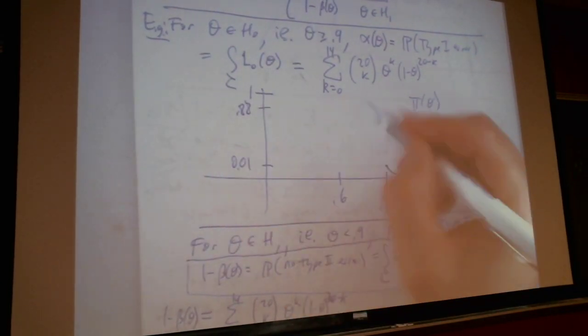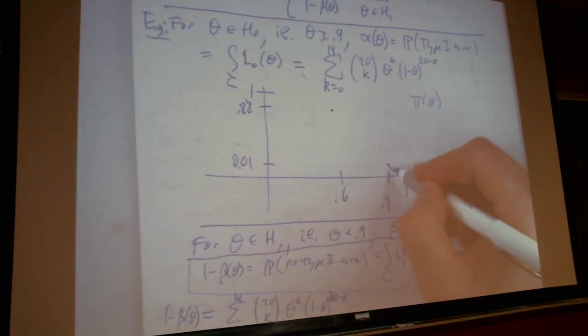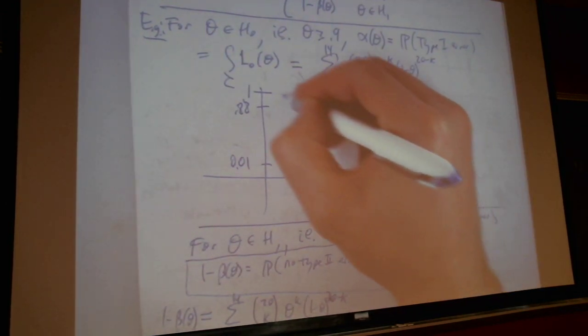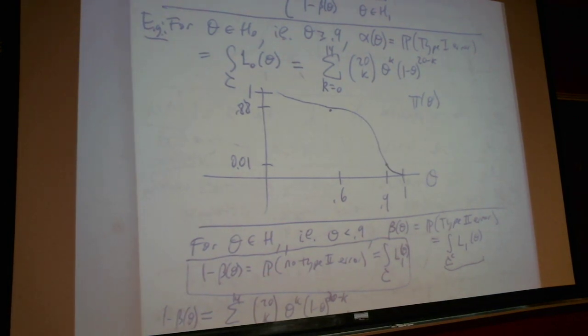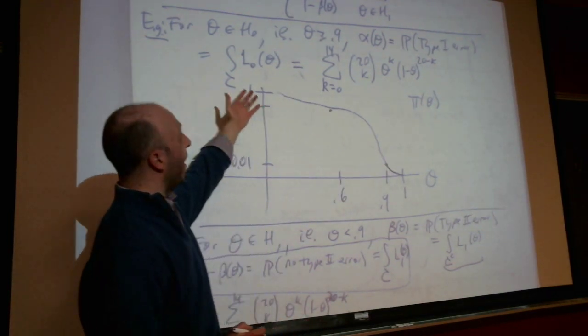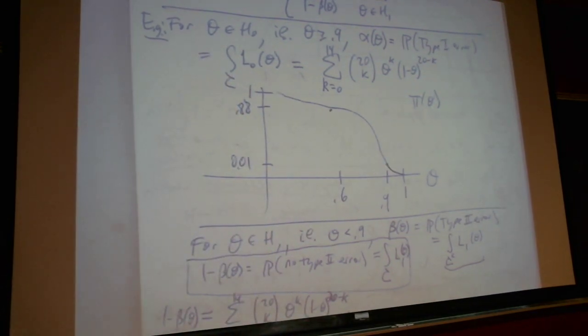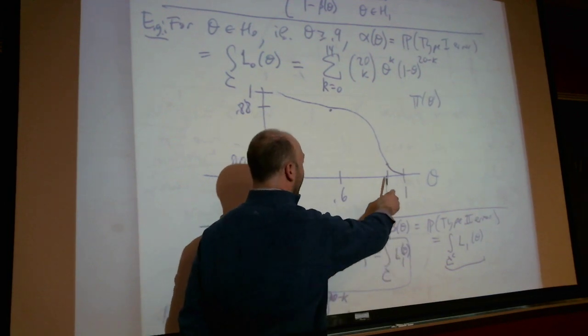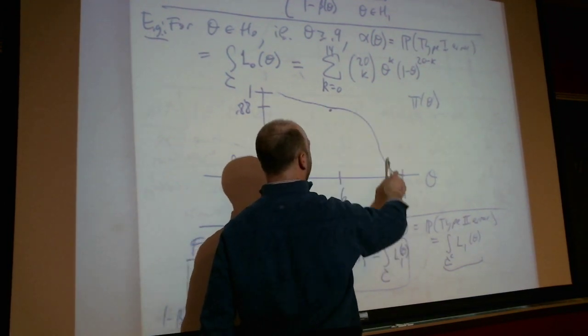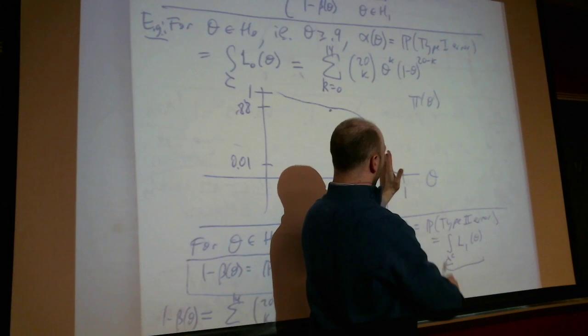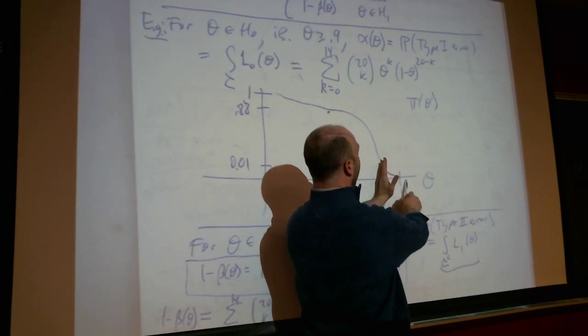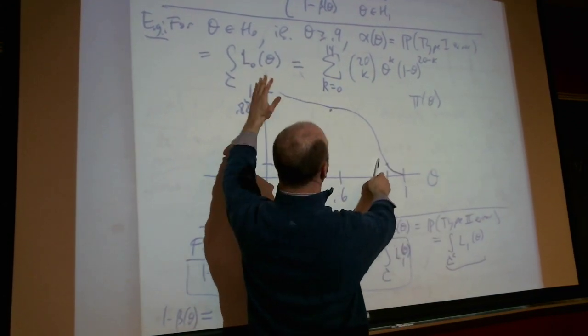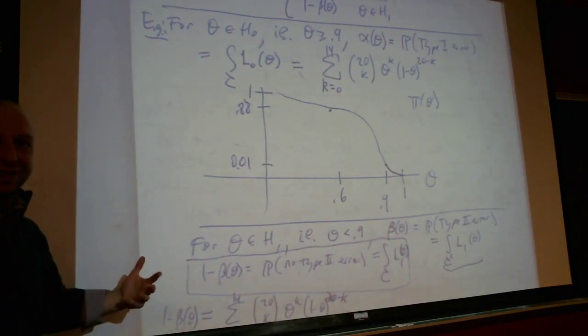Here's 0.88. 0.6 comes up there. And then there's some shape of the graph like that. So that's the power function. That's the power function of this test. It's literally just this function, for all values of theta. 0.9 is the place where we would be, this is the region that we're testing. This is where we're computing alpha of theta. And this is where we're computing 1 minus beta of theta, but it's the same function.